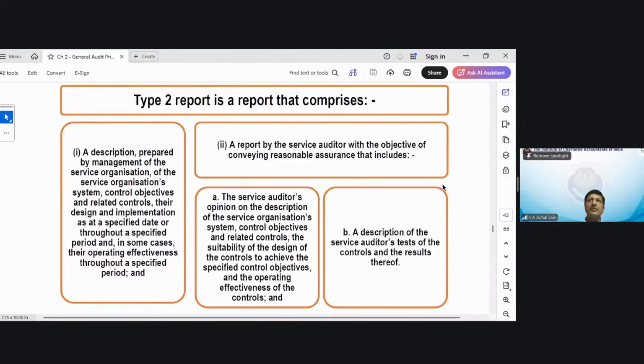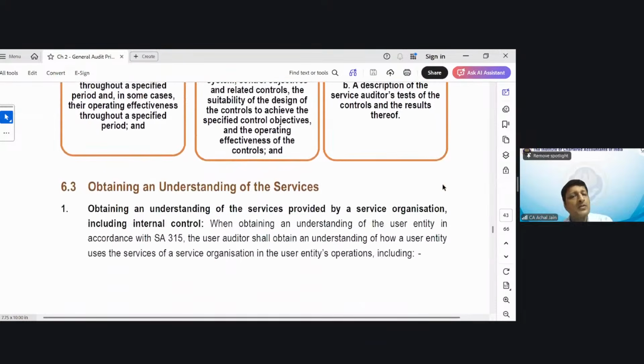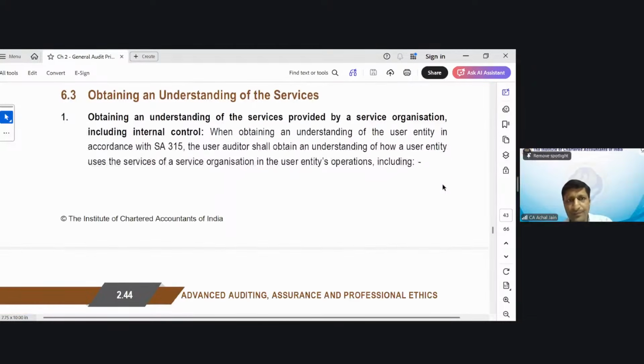So I think we can clearly see there is a difference between type 1, type 2. That's why we have type 1, type 2. Yes or no? But type 2 is something which is covering some more aspects. Something which is more relevant, more useful. So that's why that's the thing you will generally find the user auditors asking for. Okay.